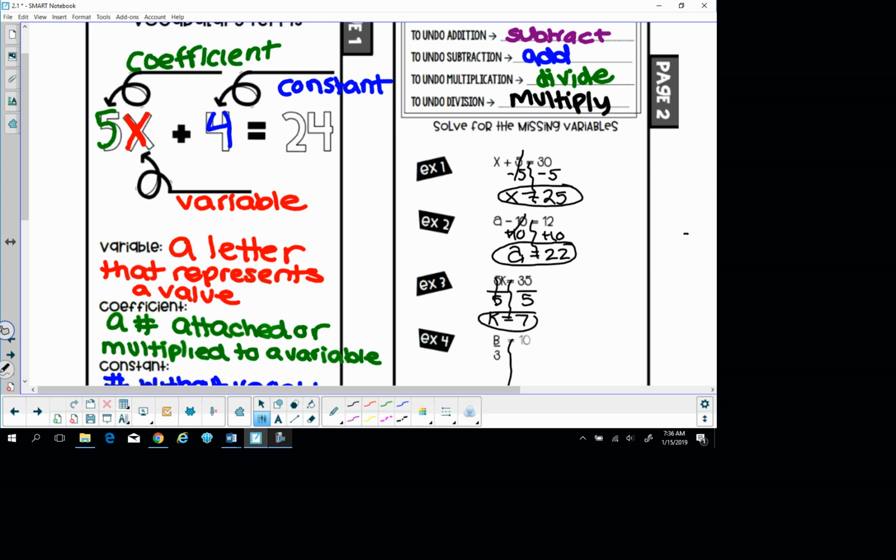And the last one, B. What does this line mean? Divided by. So that line means B divided by 3 equals 10. And the opposite of dividing is multiplying. So I'm going to multiply 3 to both sides. What that does is it gets rid of this 3, so B can be alone. And 10 times 3 is 30.